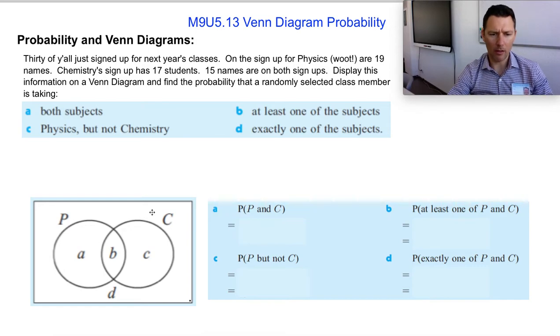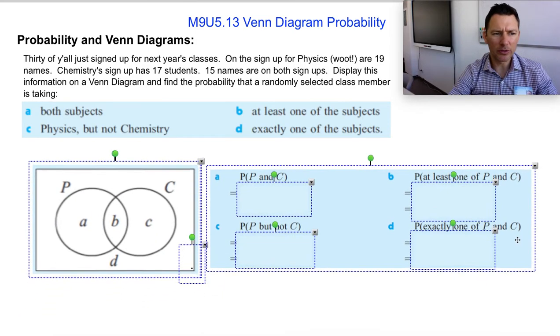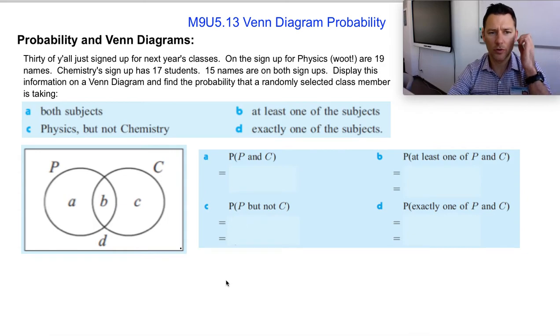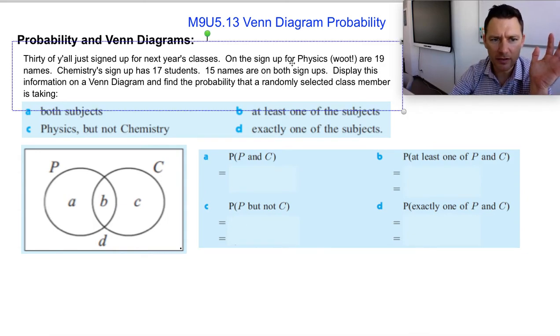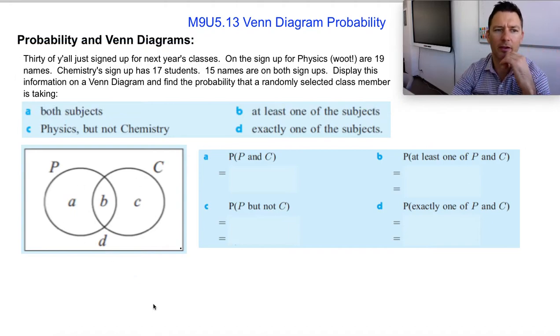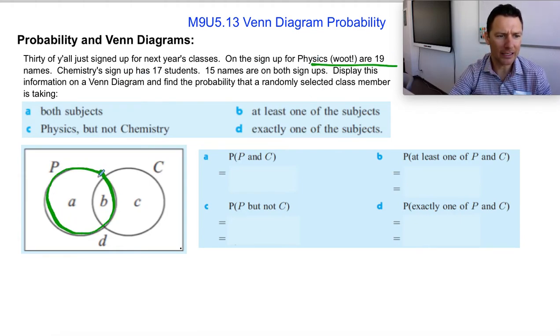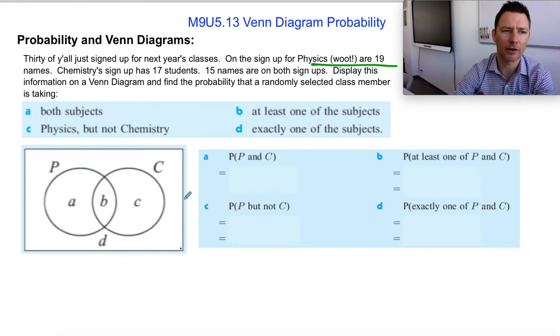All right. Well, the hardest part of this is building the Venn diagram. So I want you to try this without me. Read this piece, pause me, try to build the Venn diagram without me. Think about how many aren't on the physics or chemistry. Think about how many are in physics. These are 19, right? 19 is distributed amongst A and B, and nobody's double counted, right? Once you're displaying the data in here. Chemistry's sign up has 17, right? So think about that.